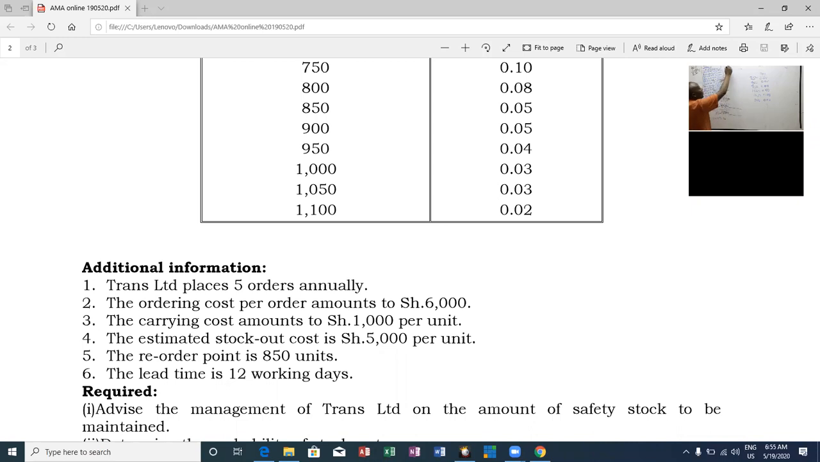Now, ladies and gentlemen, having gotten that, we know that our second last column is the holding cost. Mention there holding cost. Holding cost of safety stock. So first of all, we have to get the safety stocks.